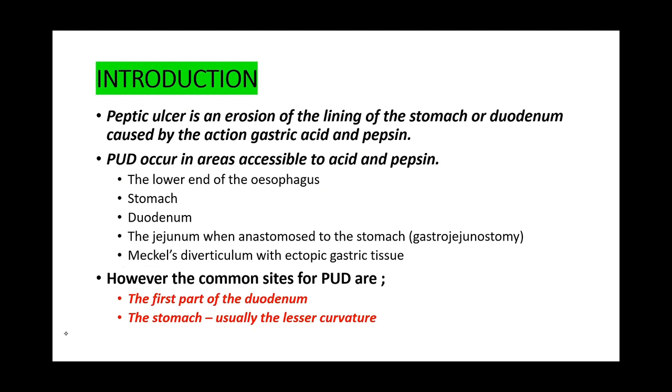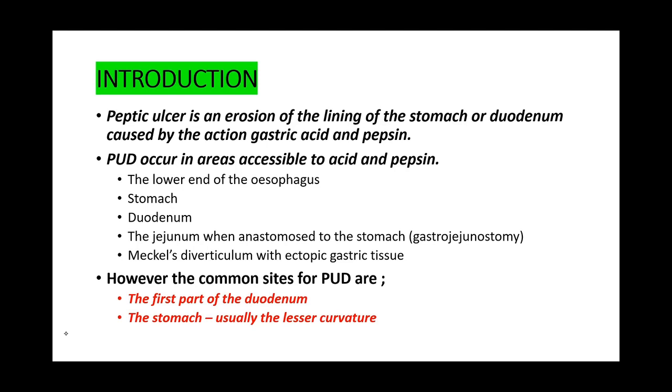So, peptic ulcer is an erosion of the lining of the stomach or duodenum caused by the action of gastric acid and pepsin. This imbalance resulting from excessive acid secretion or excessive peptic activity that leads to erosion of the gastric mucosa or the duodenal mucosa will lead to peptic ulcer disease.